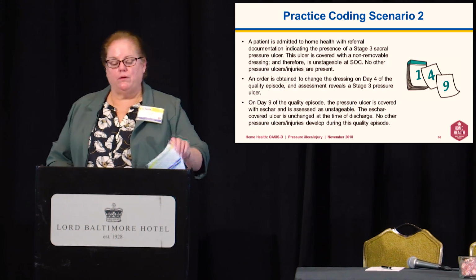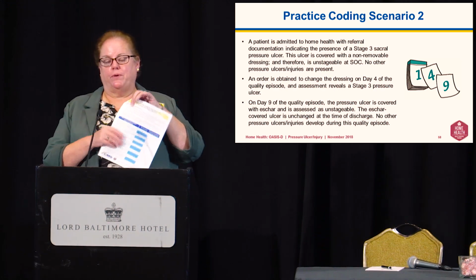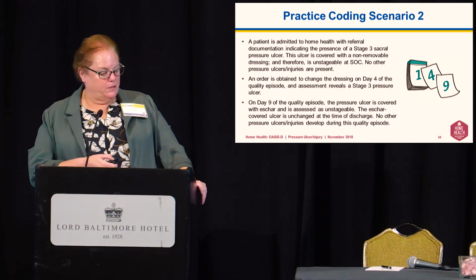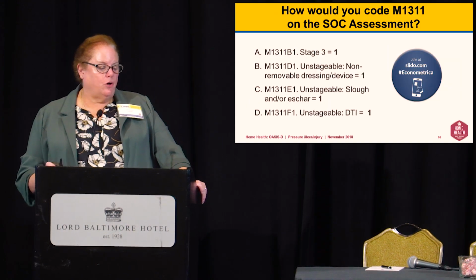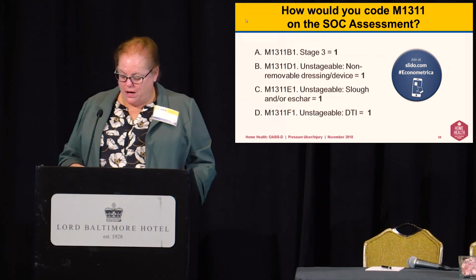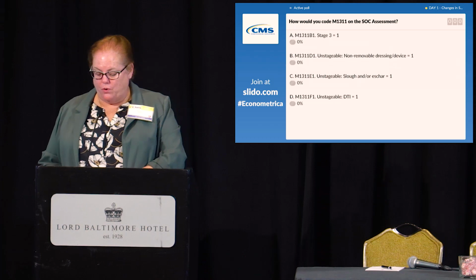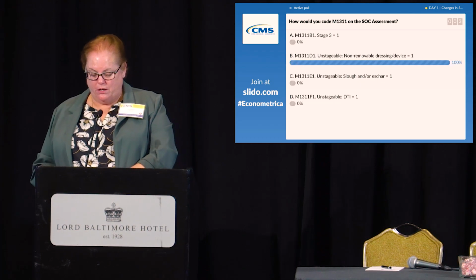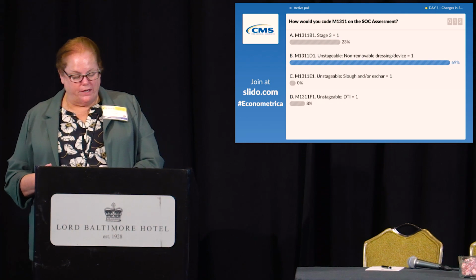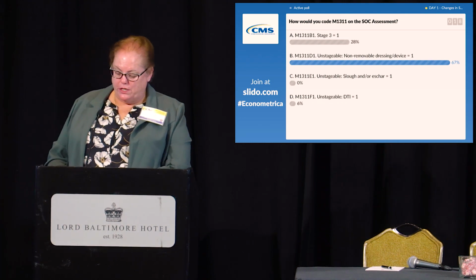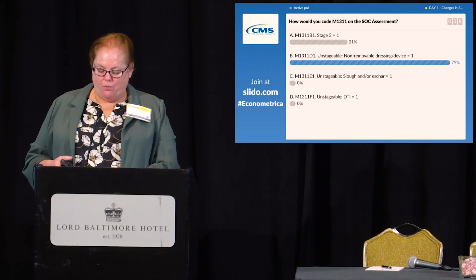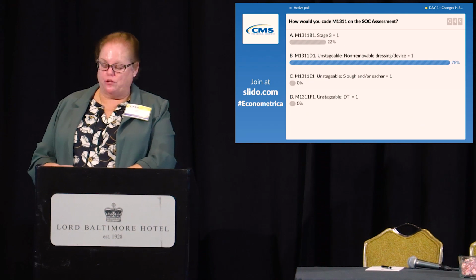Again, the scenario is written on the top of your paper here as a reference. So let's think about this. So how would you code M1311? So is it M1311B1, stage 3 equals 1? Or D1, unstageable, non-removable dressing or device equals a 1? Or unstageable due to slough or eschar? Or F1, unstageable deep tissue injury?